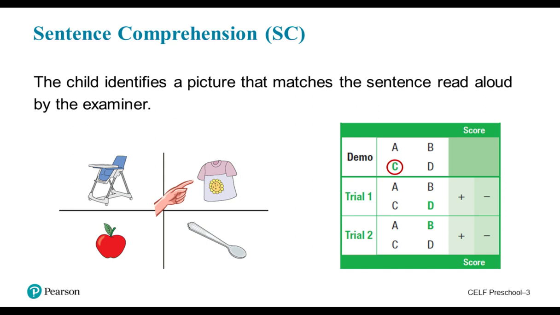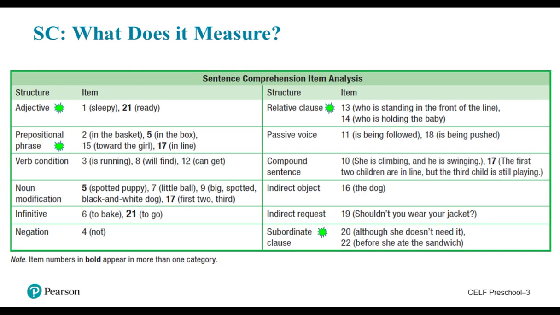The examiner would say, let's look at these pictures. I'm going to point to the picture that shows I can wear this. Now you point to the picture that shows I can eat this. The correct answer is identified in bold color on the record form.